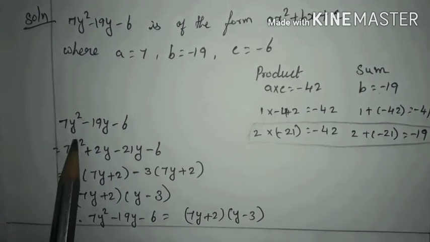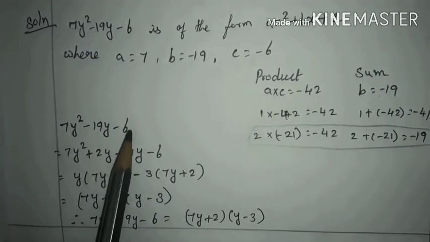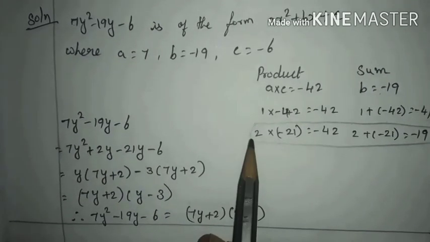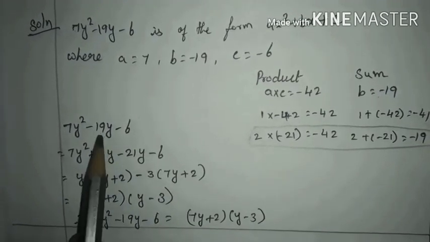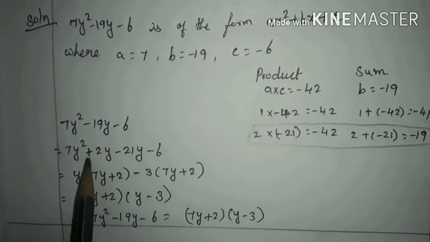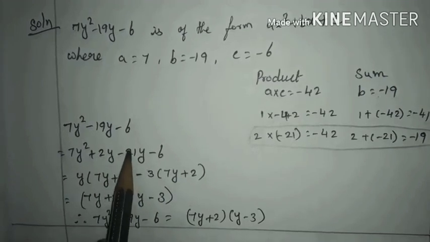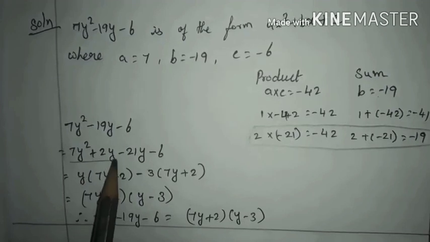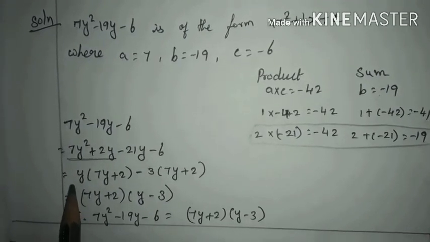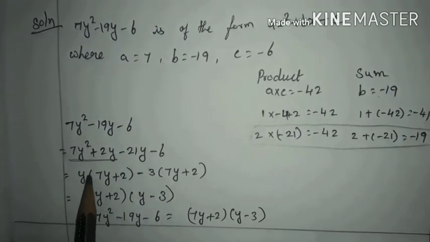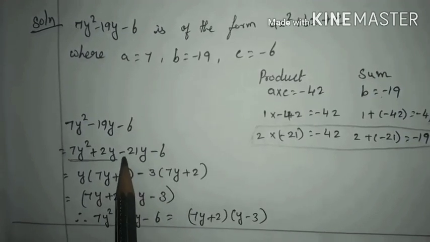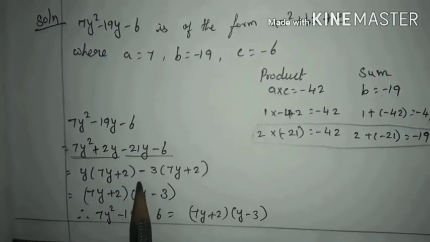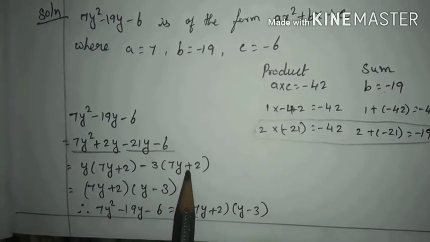Now 7y square minus 19y minus 6 can be written as 7y square, and the factors we have taken are plus 2 and minus 21. Therefore, this minus 19 can be written as plus 2y minus 21y minus 6. From these first two terms, y is common. So we are taking out the variable y. Then we get 7y plus 2. And in the next two terms, we get minus 3 as common. So when we take out minus 3, we get 7y plus 2.